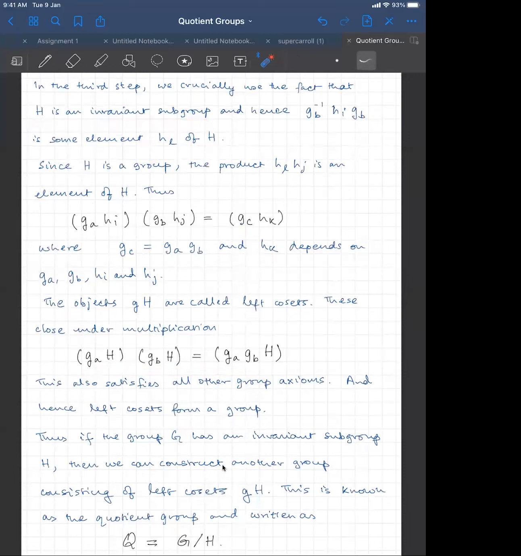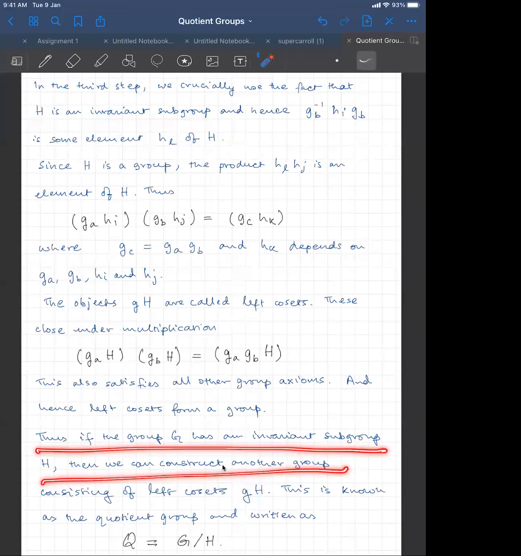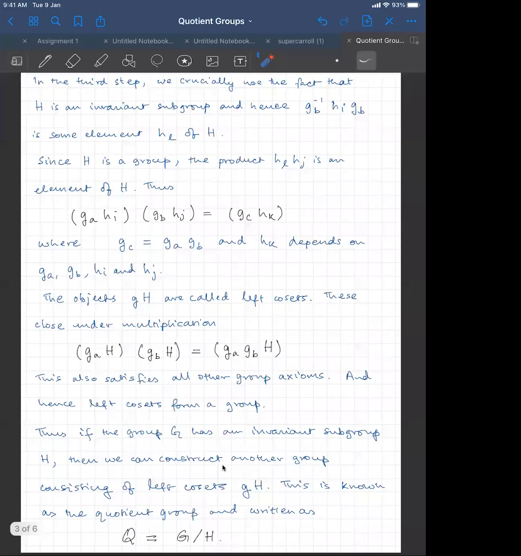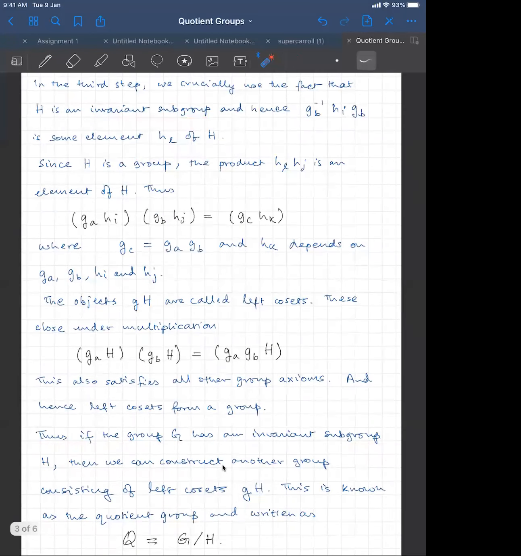So if the group G has an invariant subgroup H, then we can construct another group which consists of the left cosets gH, okay? This group is what is known as the quotient group, and we will write it as Q, which is G mod H, okay?